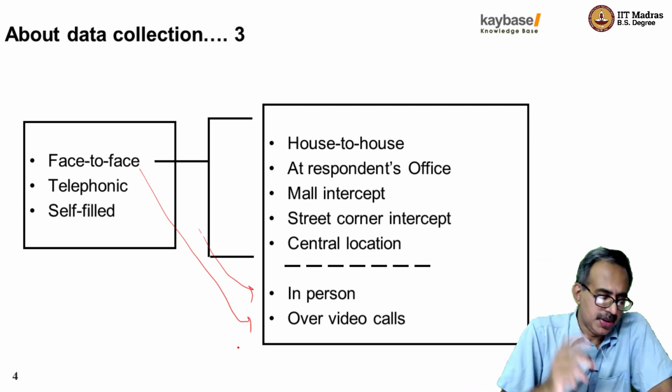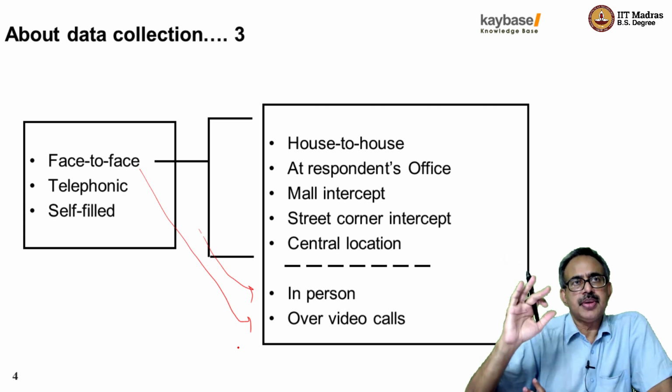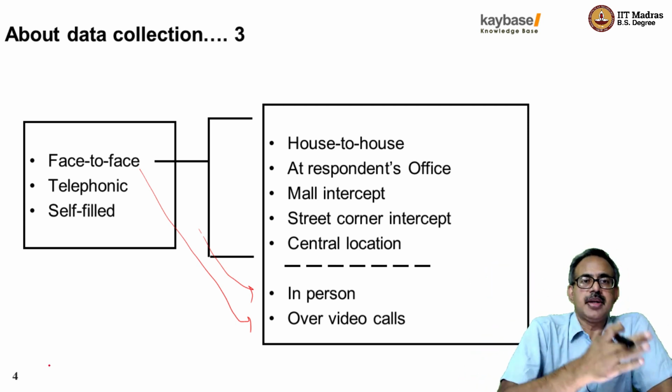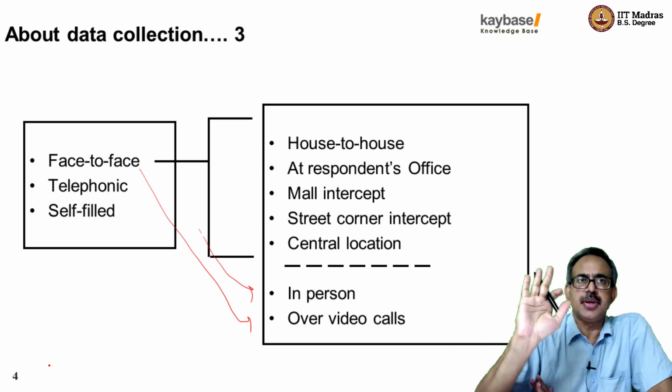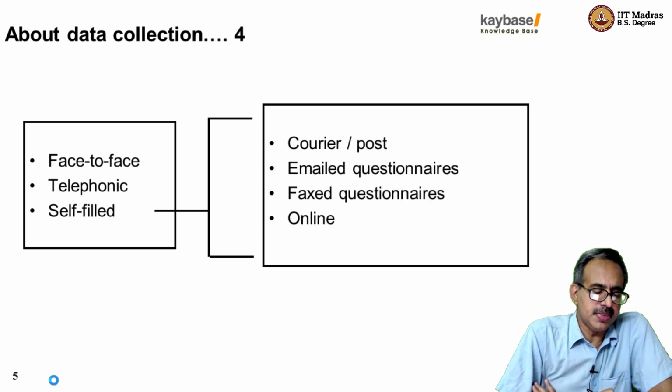Okay, super. So telephonic is telephonic. You pick up a phone, you call the person, and you fill up the survey. You ask the questions over the phone and you fill it up. That's all. There's nothing else. There's no this kind of telephonic, that kind of telephonic. There's only one telephonic method. Let's go to the third method, which is self-filled up survey.